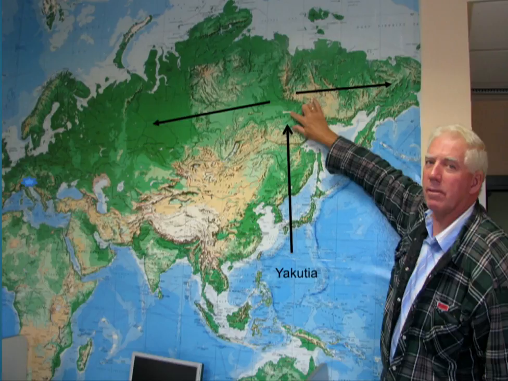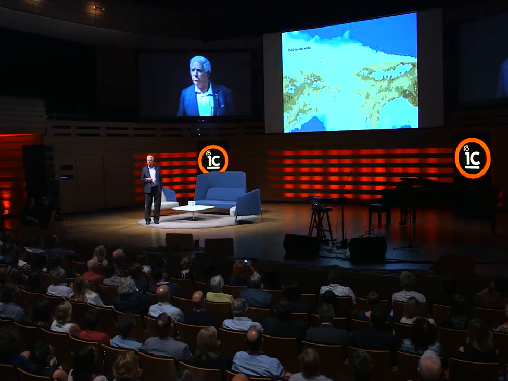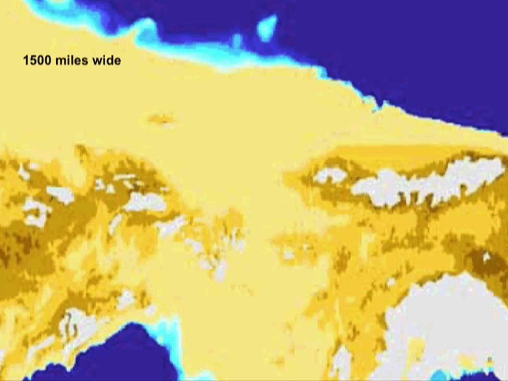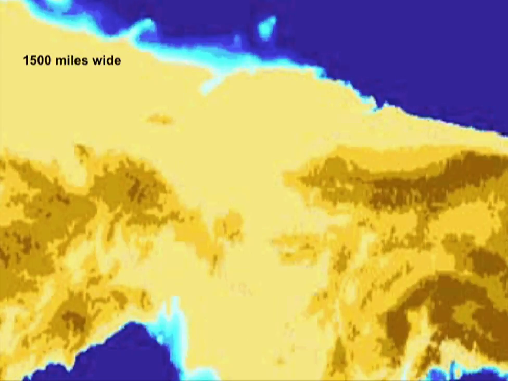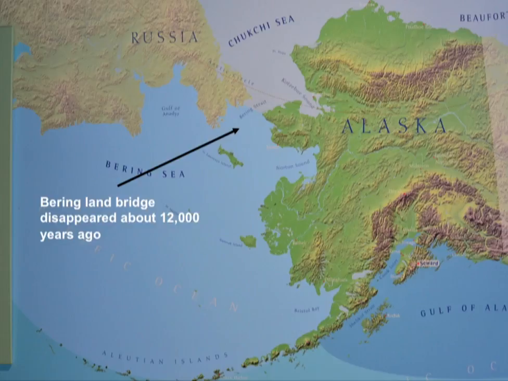Right up in this area right here, some of them went west and some of them went east and crossed the Bering Land Bridge, which is about a 1,500-mile wide isthmus that connected North America to Asia.